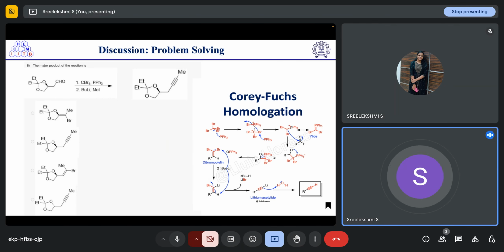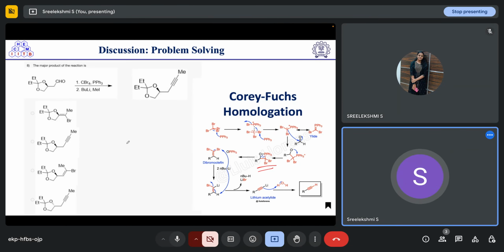So once it is formed, this negative charge will attack over this carbonyl carbon to form this intermediate, and again this oxetane kind of intermediate is formed, which we already saw in the case of the Wittig reaction. So once this is formed, triphenylphosphine oxide is leaving to form this alkene, and then once this dibromo-olefin.